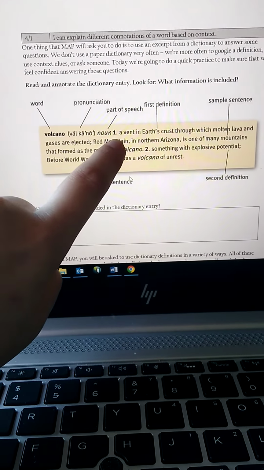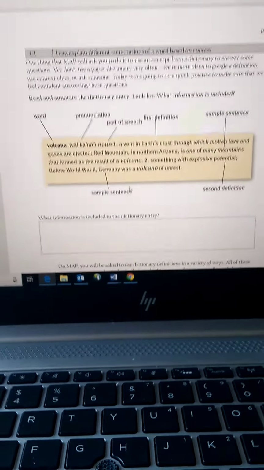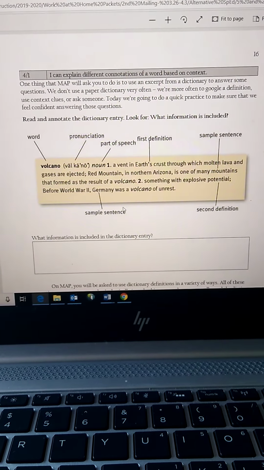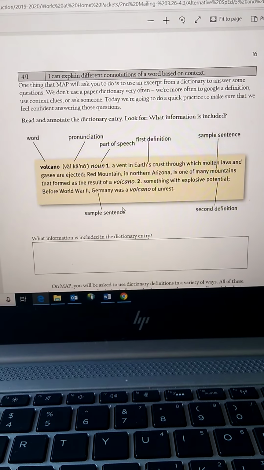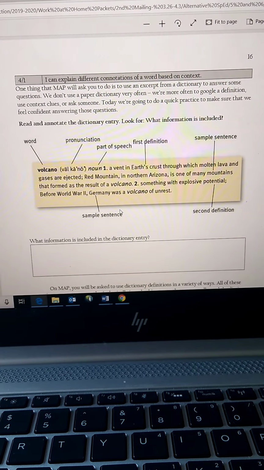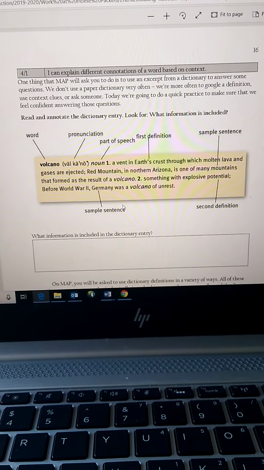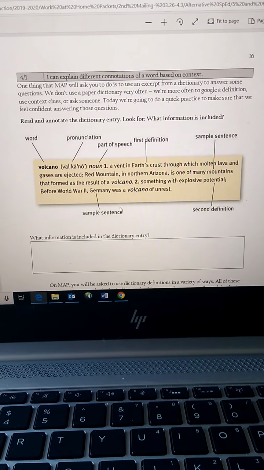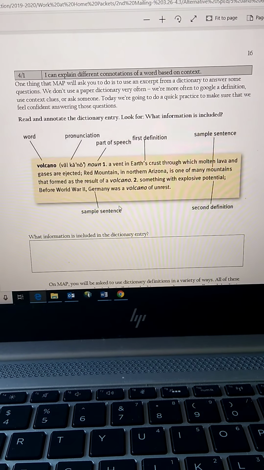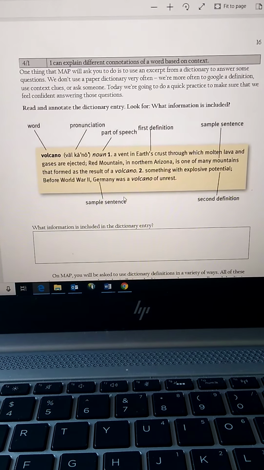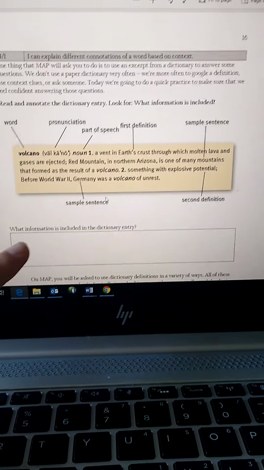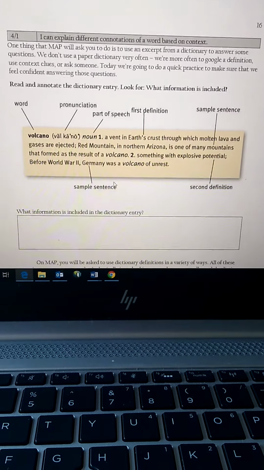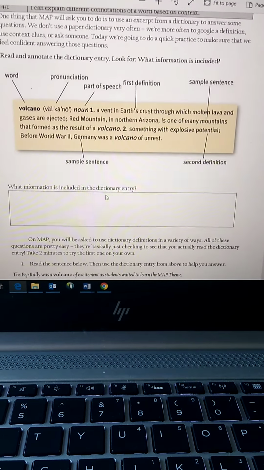Here's the first definition where it says one. A vent in Earth's crust through which molten lava and gases are ejected. Red Mountain in northern Arizona is one of many mountains that formed as a result of a volcano. Definition 2, something with explosive potential. Before World War II, Germany was a volcano of unrest. So then right here in this box, write what information is included in the dictionary entry. When you're done with that, we'll move on.